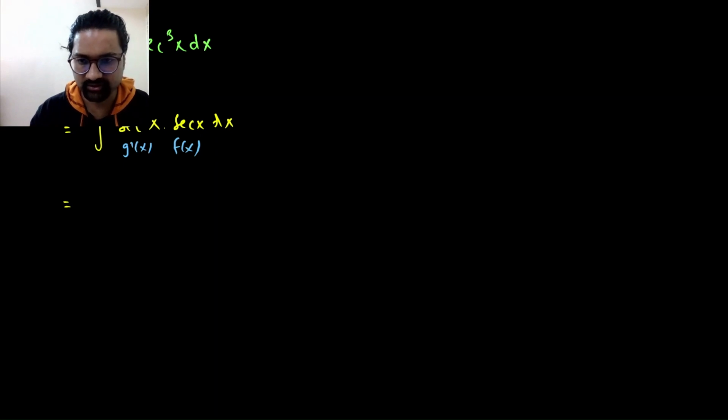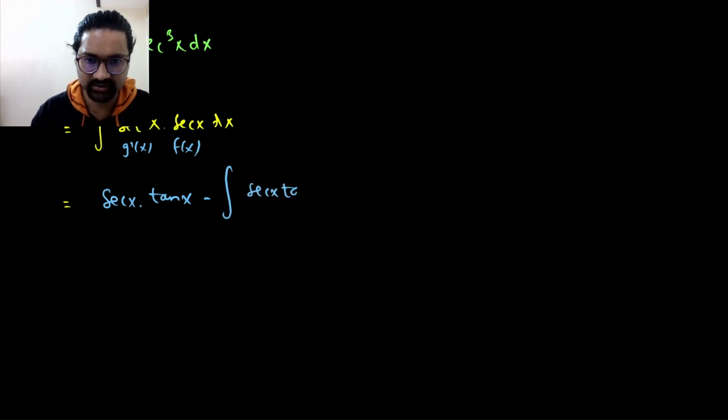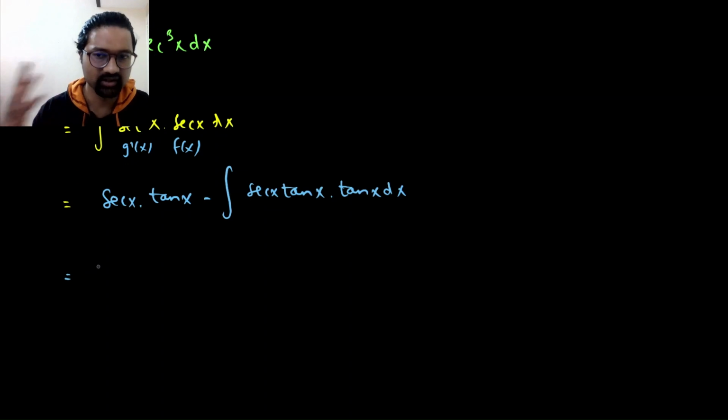And all we have to do is apply the formula. So f(x) remains as it is. We have g(x), which is tan x, minus the integration of the differentiation of f(x), that is f prime x, which is sec x tan x, and the integration once again is tan x dx. Okay, but we are not done yet. There are still some tricks which we have to follow in this.